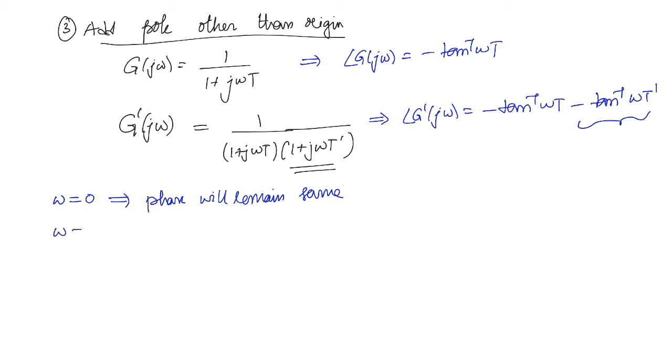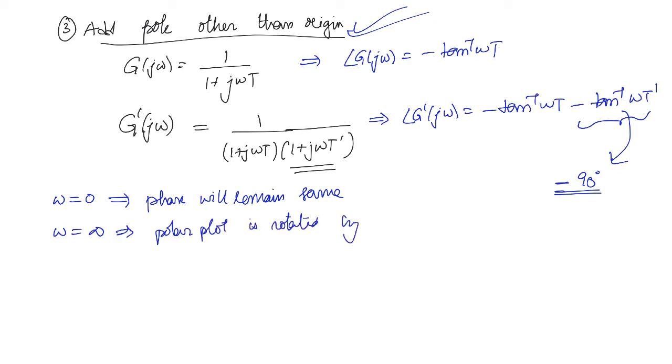What will happen at omega is equal to infinity? Here tan inverse omega T dash will become 90 degrees. That means a phase difference of minus 90 degrees exists at infinite frequency for the case of a pole other than at origin. So here the polar plot is rotated by minus 90 degrees, or you can say 90 degrees in the clockwise sense.